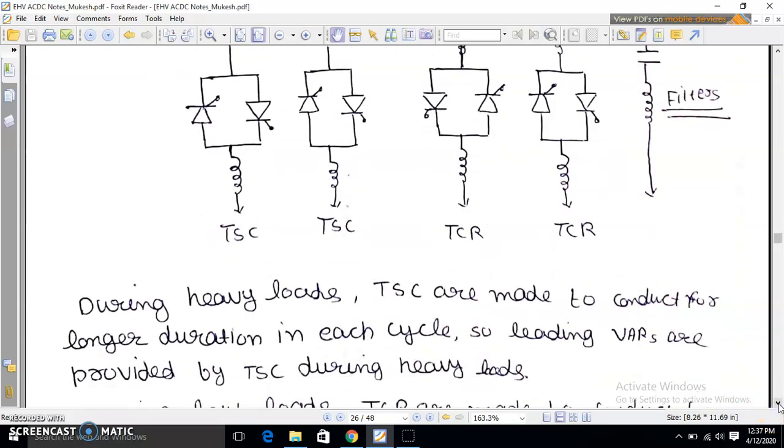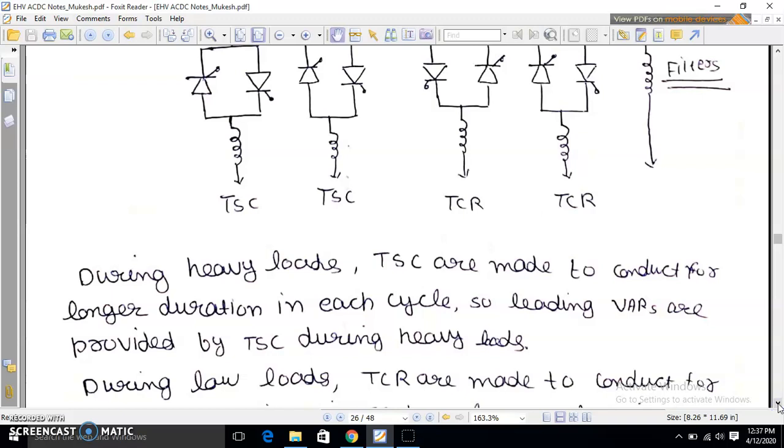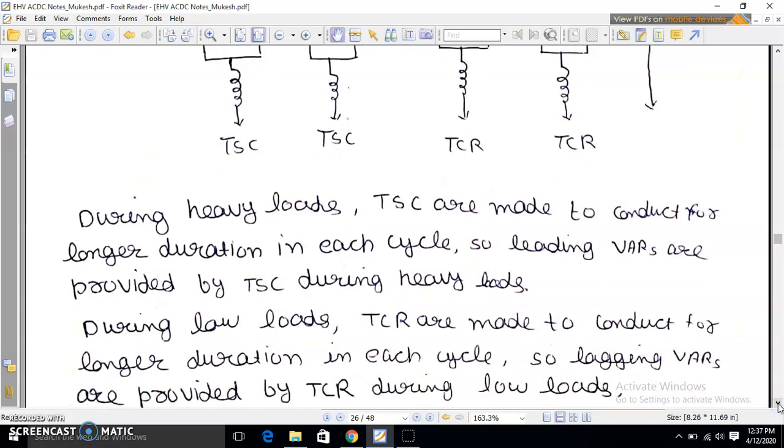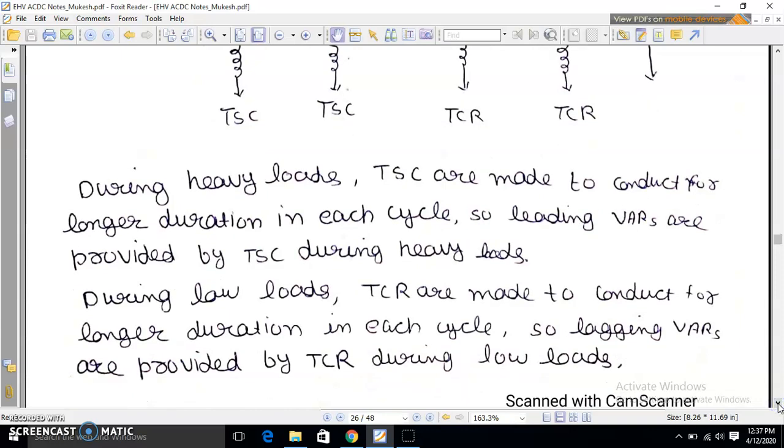During heavy loads, TSCs are made to conduct for longer duration in each cycle. So, leading vars are provided by TSC during heavy loads. During low loads, TCRs are made to conduct for long duration in each cycle. So, lagging vars are provided by TCR during low loads.